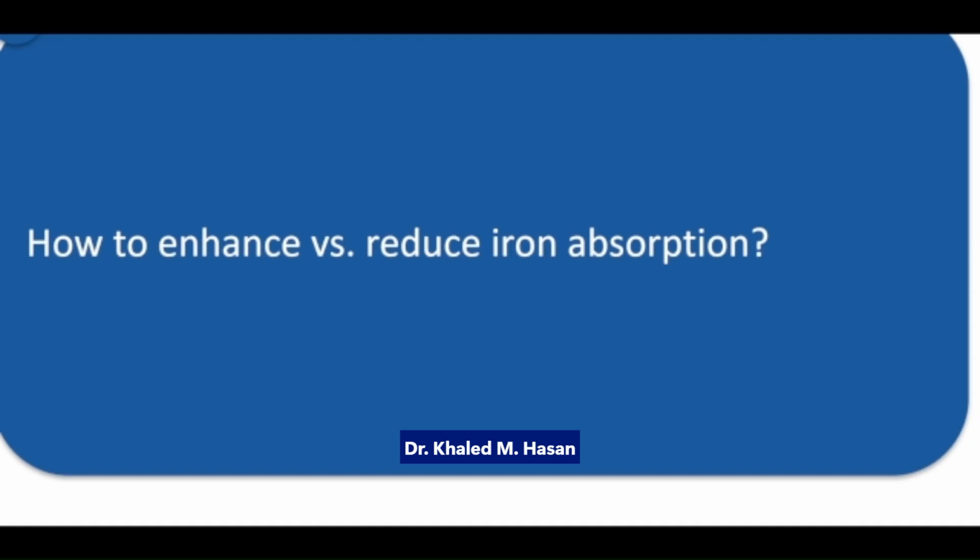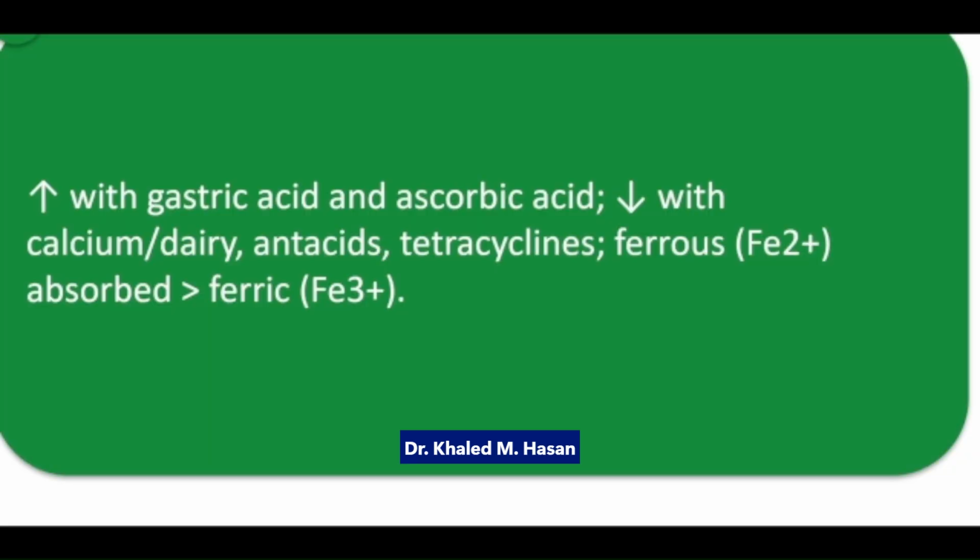How to enhance or decrease absorption of iron? Some factors may enhance absorption and other factors reduce it. We enhance absorption of iron by increasing gastric acidity and by using ascorbic acid, which is vitamin C. Iron absorption may be decreased when the patient uses antacids, calcium, or dairy products like milk, or if the patient takes tetracycline, for example for acne treatment or for other infectious disease.